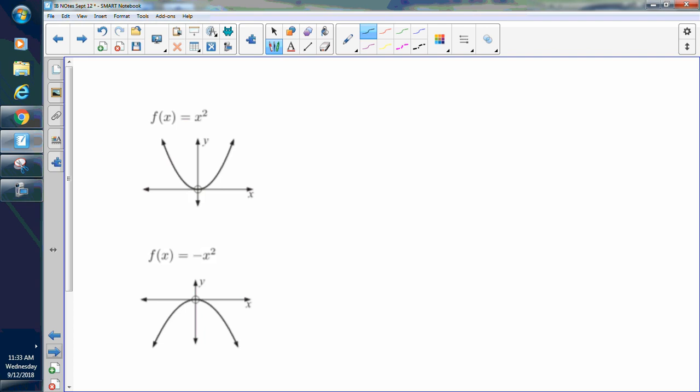Obviously, we're going to deal with functions that are more complicated than these, so how can we use our derivative in order to figure out where it's increasing and where it's decreasing? So let's begin with these two examples here. So the first thing we want to do is find our derivative. So the derivative is 2x. Second thing you want to do is set your derivative equal to 0. So 2x equals 0 means x equals 0.